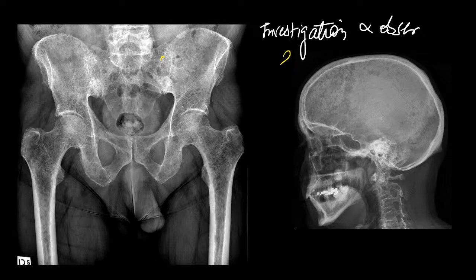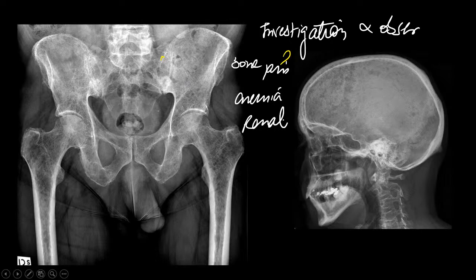So what are your observations in this case? The patient presented with bone pain, right? Bone pain was the presentation of this patient, along with anemia and renal failure. Tell me, guys, what is your differential diagnosis for this case?